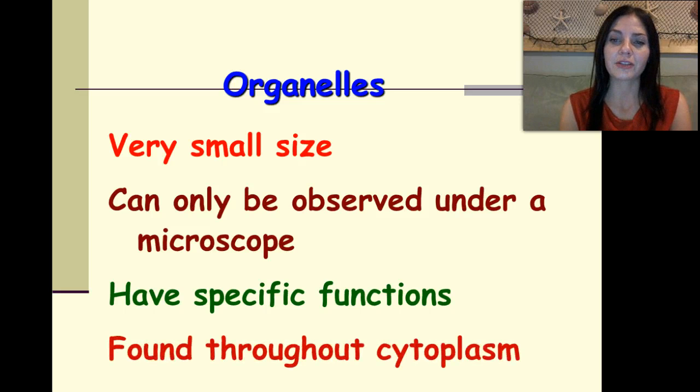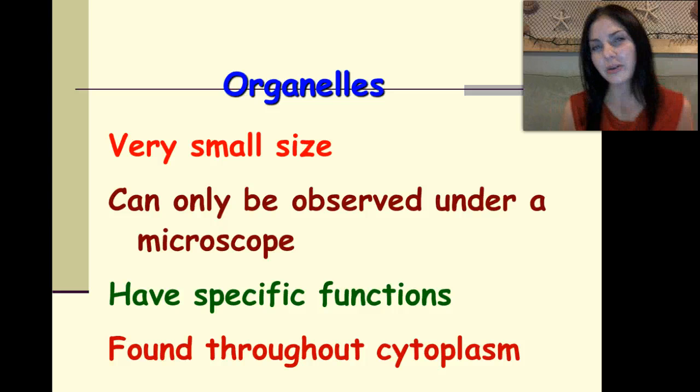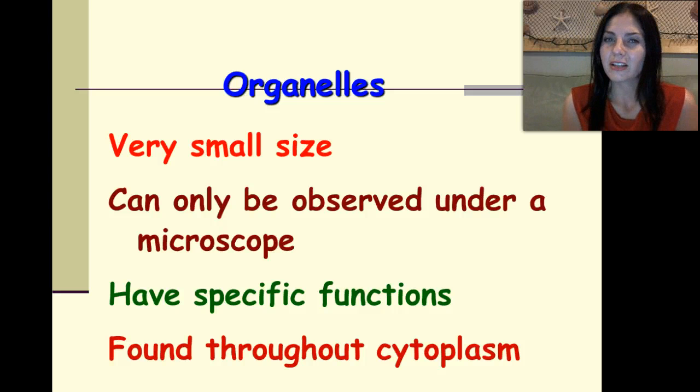And they are found throughout the cytoplasm. Cyto means cell, and plasm means a plasma-like fluid. So if you think, when you go to donate blood, sometimes they want to take your plasma out of your arm. So I always think of cytoplasm like the cell's blood.